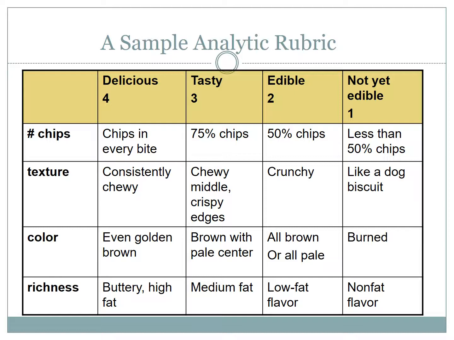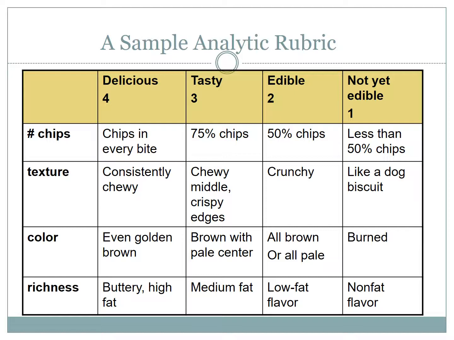And so to be delicious, and number 4 for the number of chips, you have to get chips in every bite. And in tasty, number 3, 75% of the bites have to have chips. And to be edible, number 2, 50% of the bites have to have chips. And to be not yet edible, fewer than 50% have chips. And so what you could do is you could take 10 bites of cookies and count how many had chips in them, and you could very easily assign a score.